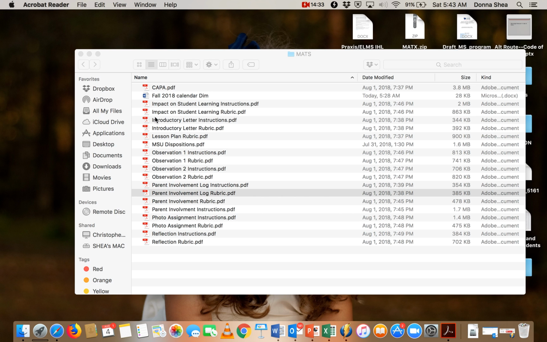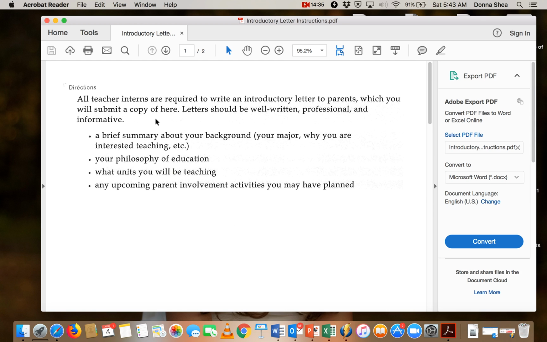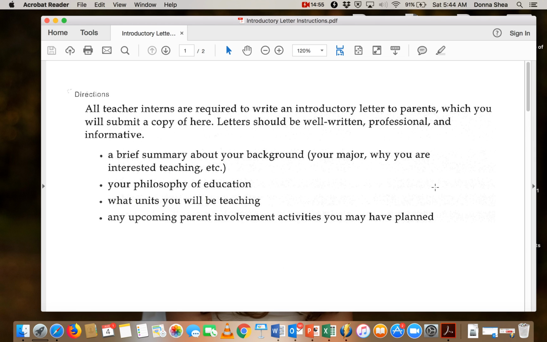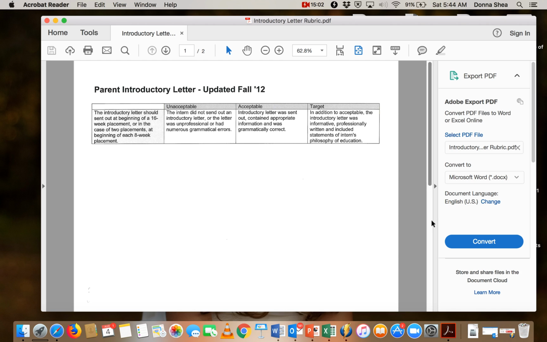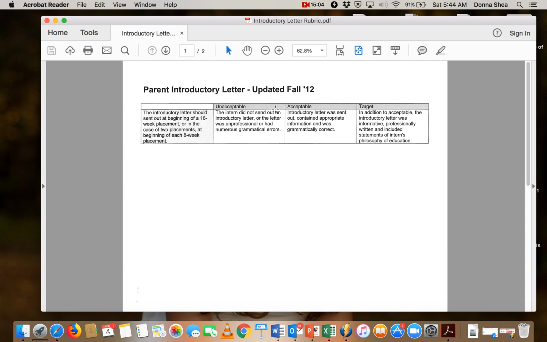And then you're going to have an introductory letter as part of this assignment. At the beginning of the semester, you would always want to write a letter and send it home, giving a little bit of information about your background, nothing personal, just why you're interested in teaching, what your philosophy of education is, what you're teaching, and so forth. Just a little bit of information to introduce yourself. And then there's going to be a rubric that the university supervisor will use to assess you on that.